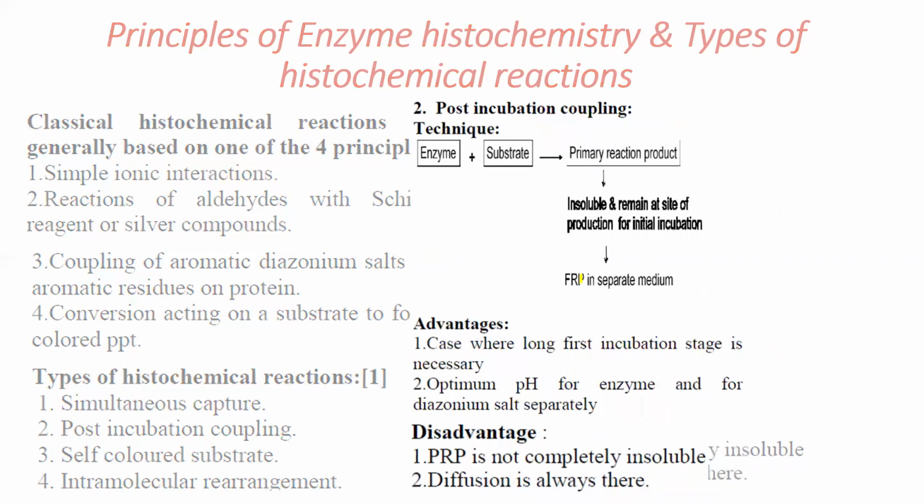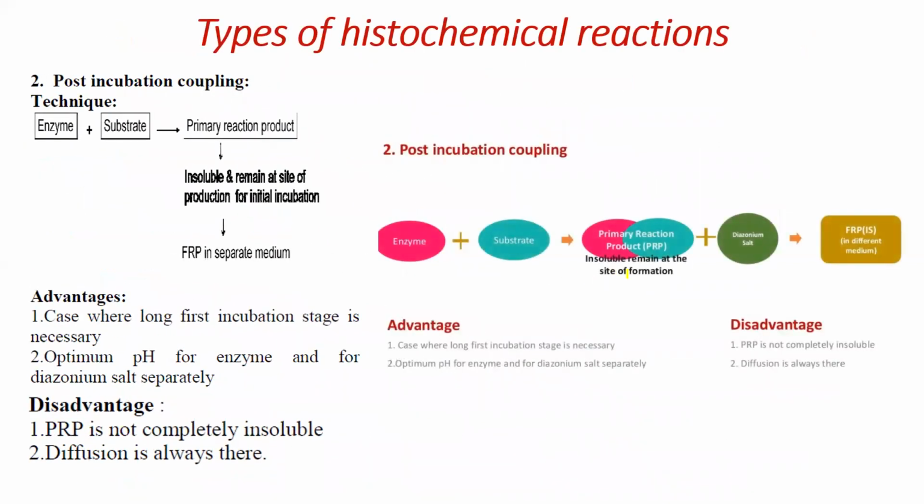Yes, so we have an enzyme and a substrate, and they made an insoluble component. Now this insoluble component is filtered and subjected to diazonium salt, and it gives the final product. So instead of simultaneous capture, here they made an insoluble component which needs to be filtered and subjected to a coloring procedure. So this is post-incubation coupling: after incubating, we couple with something else to develop the color. This is the second type of reaction. The first one is simultaneous capture and the second one is post-incubation coupling.